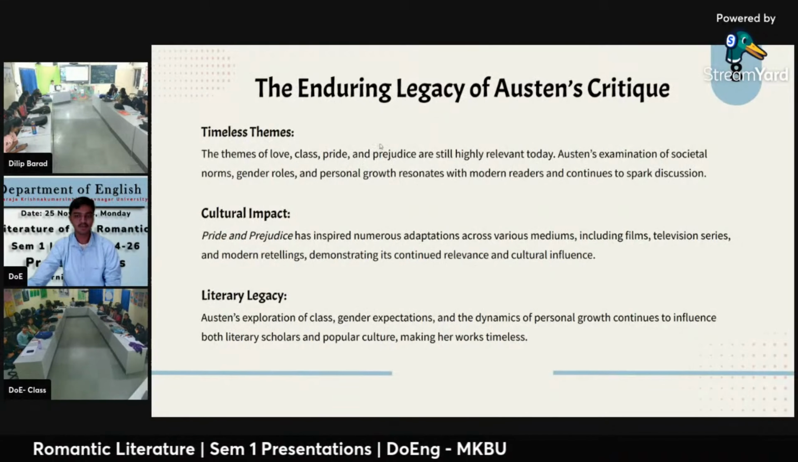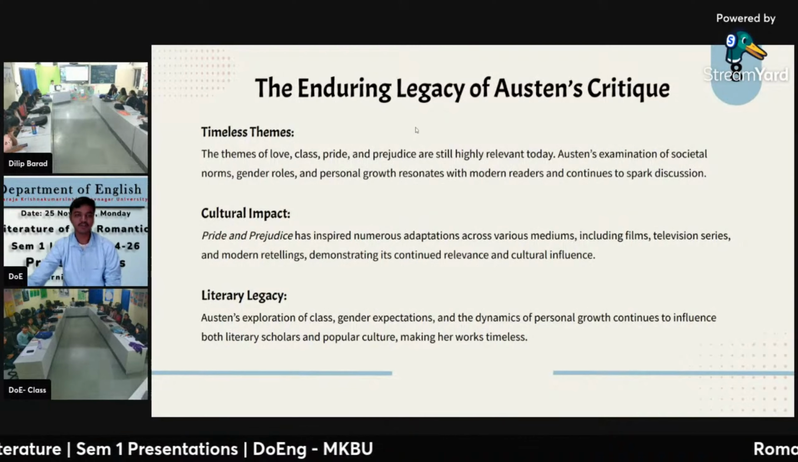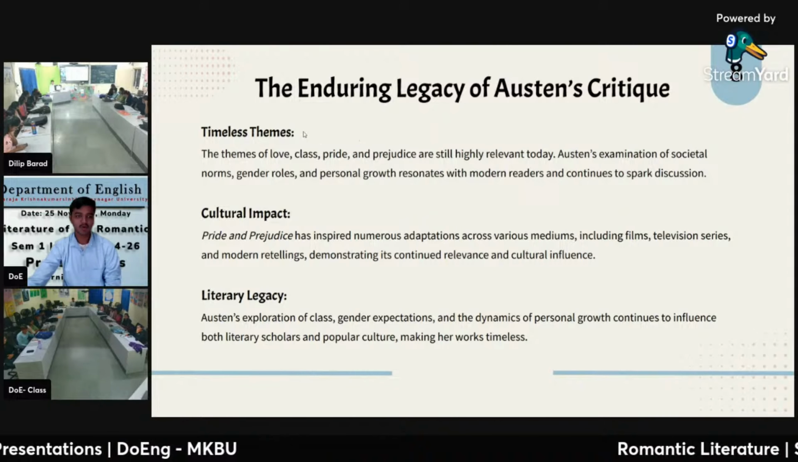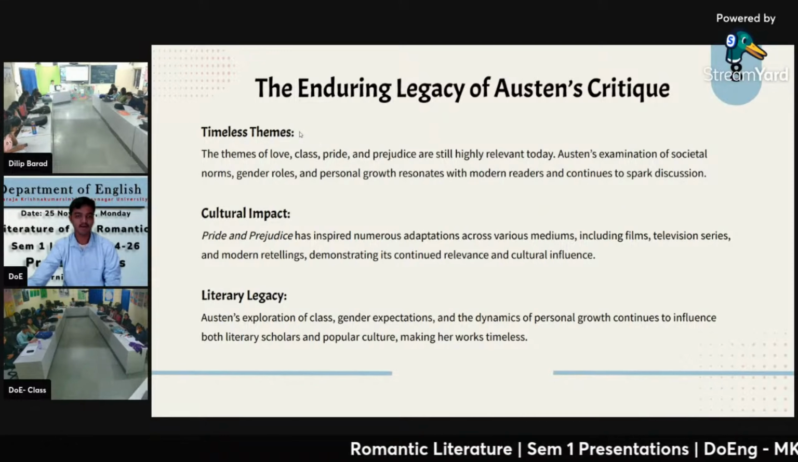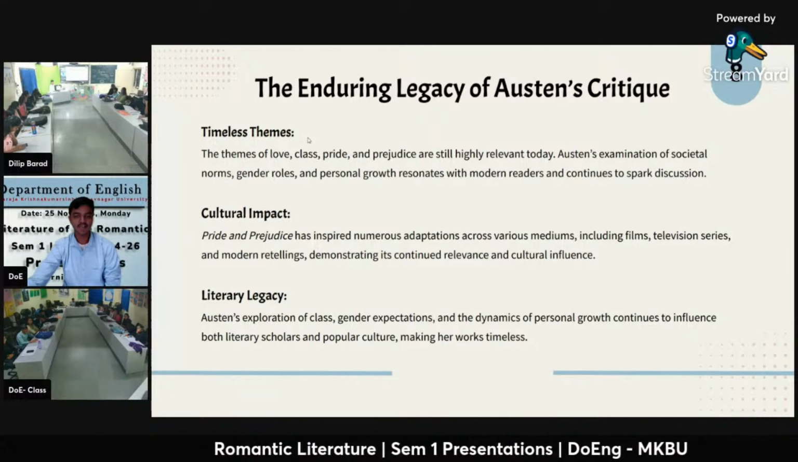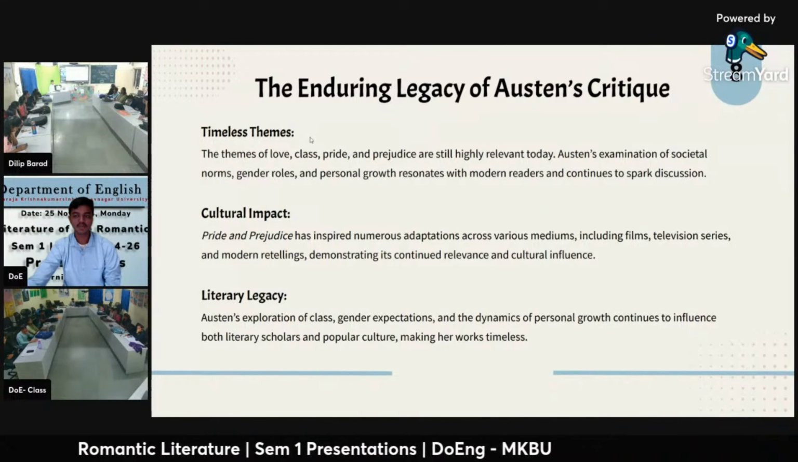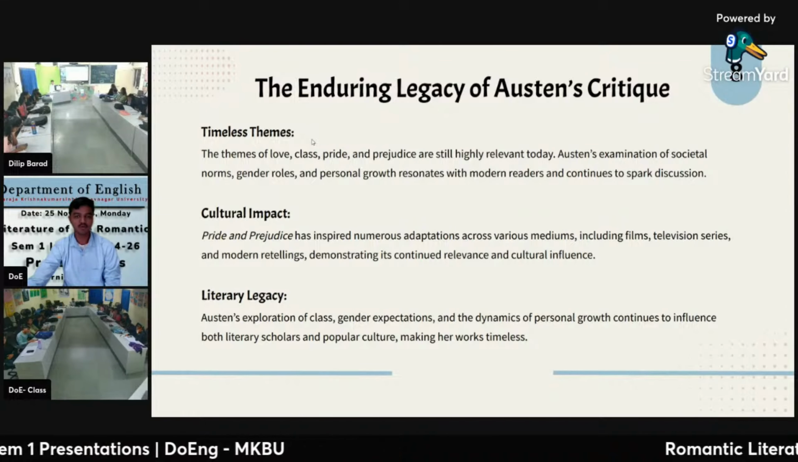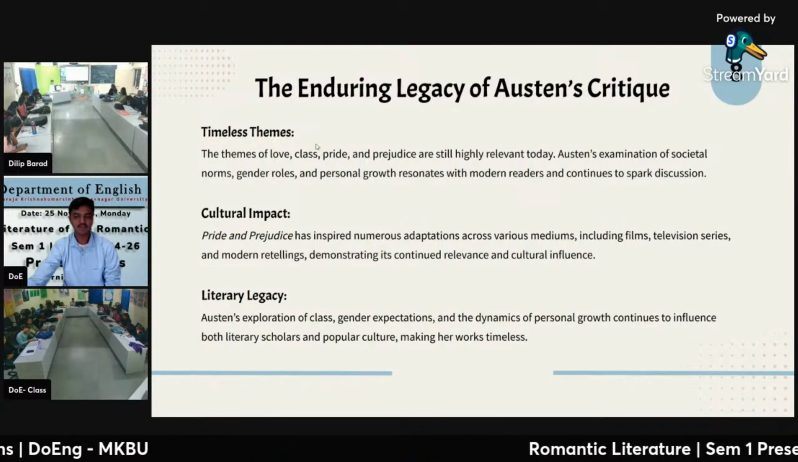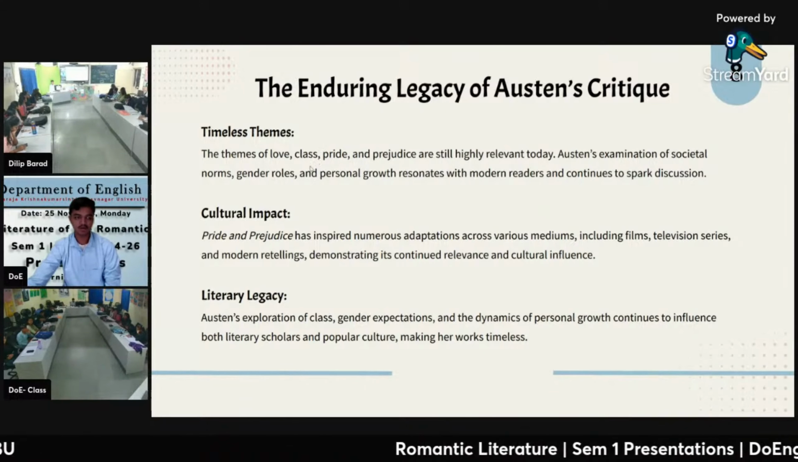The enduring legacy of Austen's critique, timeless themes. It can be called the conclusion. The themes of love, class, pride, and prejudice are still highly relevant today. Austen's examination of societal norms, gender roles, and personal growth resonates with modern readers and continues to spark discussion.